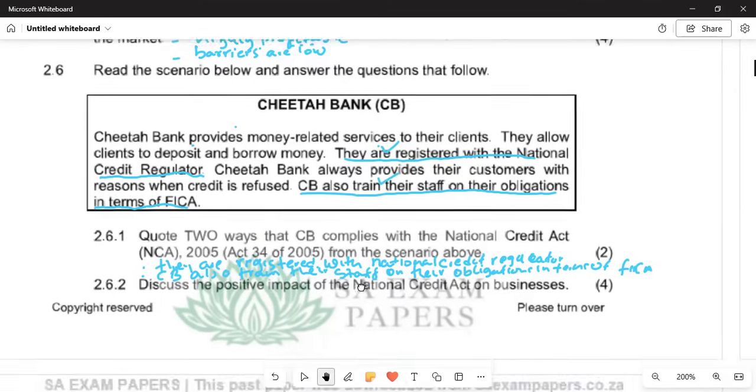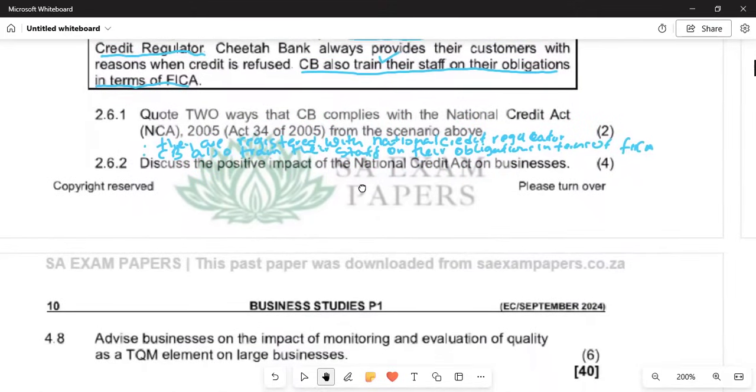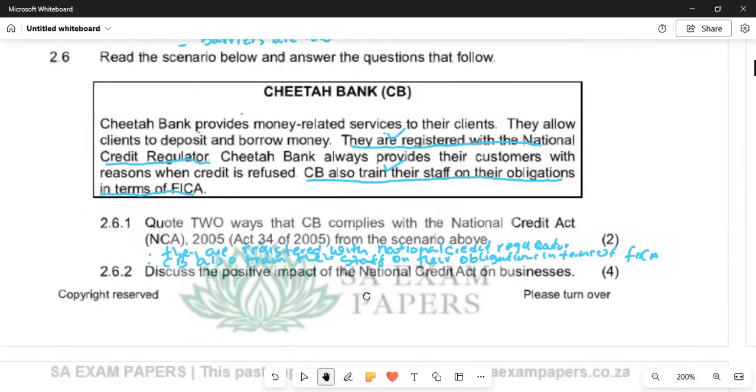So now we are moving on to 2.62, which says, discuss the positive impact of the National Credit Act on business. The positive impact, because it's talking about the positive impact of the National Credit Act on business.